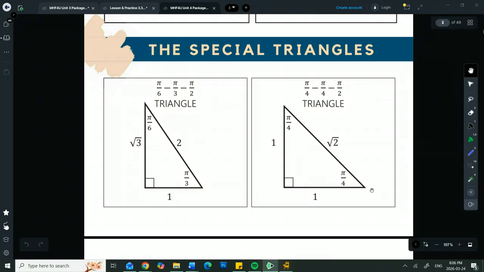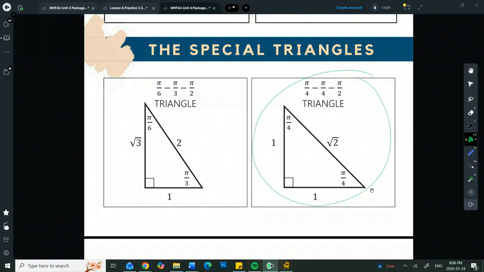So this is what we would call the 30, 60, 90 triangle, but in radians. And that comes from half of an equilateral triangle. And this one is from an isosceles triangle. It was in our grade 11 math class, the 45, 45, 90 triangle. And these are the side measurements. So we're going to use these to solve our problems today.